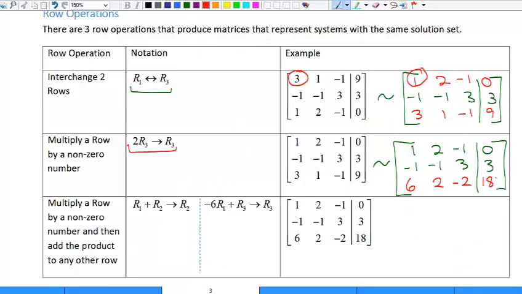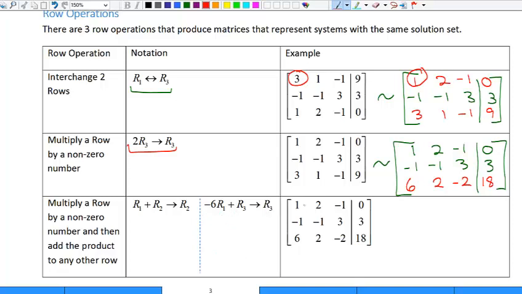The next thing that we're going to do is multiply a row by a non-zero number and then add it back to that row or any other row. So I have 2 examples here for you. The first example says I want to take row 1 plus row 2, and then this arrow says put that answer back into row 2. Then my second part, I'm going to take negative 1 times row 1, add it back to row 3, and put it back into row 3.